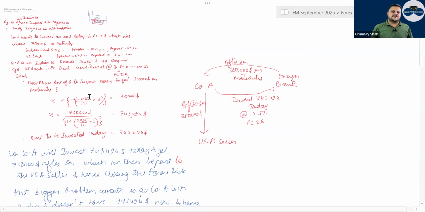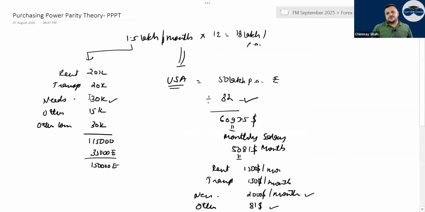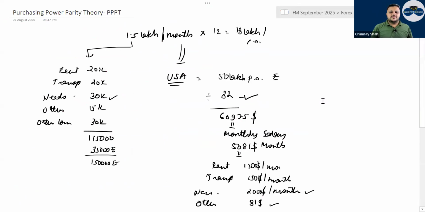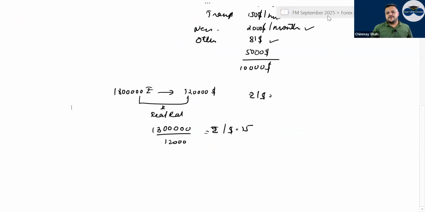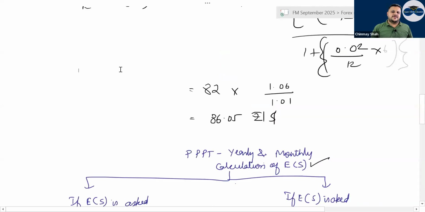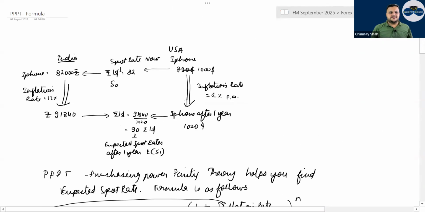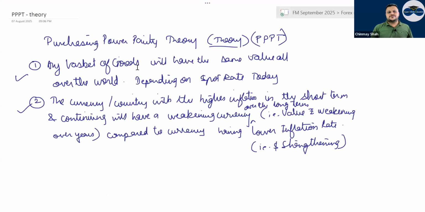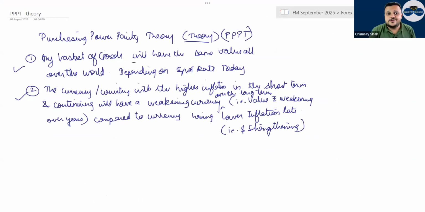But generally, the examiner is very clear that practical questions on futures and options will not be there, right? Then there is something called purchasing power parity theory. Triple PT theory. What does triple PT theory say? In the long term, first the theory: any basket of goods will have the same value all over the world depending on the spot rate today. Correct? Every basket of goods has the same value, but in reality, this is not true.